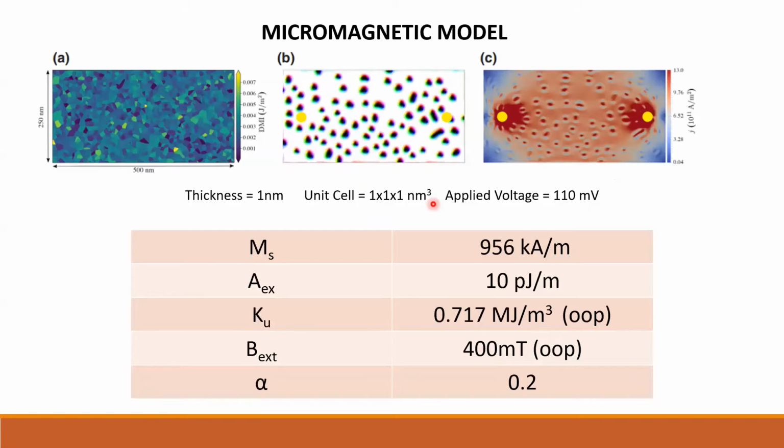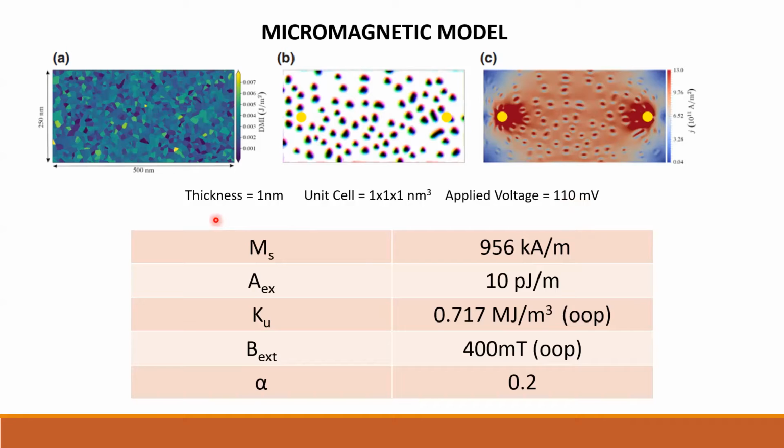Let's continue with the micromagnetic model used in this paper. As you can see from the figures, the geometry of the structure is a rectangle with lateral dimensions of 500 nanometers and 250 nanometers. The thickness is equal to 1 nanometer, and the structure is discretized into cubes with a volume of 1 cubic nanometer. You can see the Skyrmions used as the reservoir in figure B, and the yellow circles are the contact points. And in figure C, you can see the corresponding current density distribution for an applied voltage of 110 millivolts.